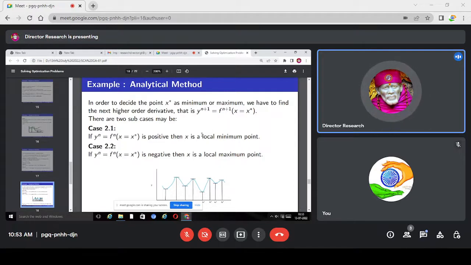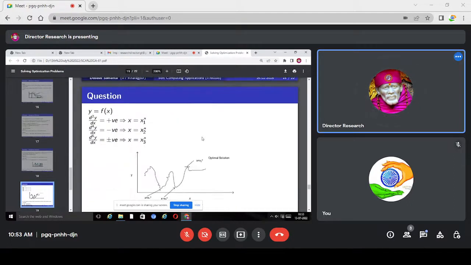The same holds as in the previous cases, case 1 and case 2. In case the n-th derivative of y is equal to the n-th derivative of f, and at x equal to x star it is positive, then x is a local minimum point. If the n-th derivative at x equal to x star is negative, then x is a local maximum point.